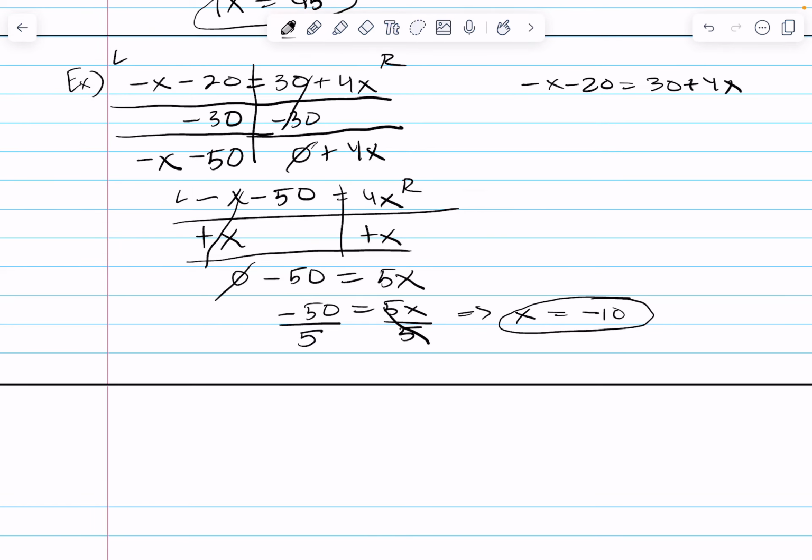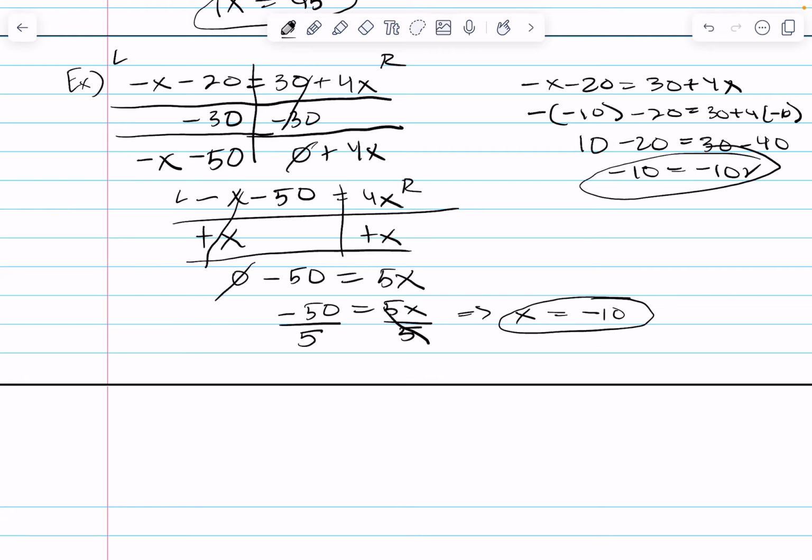So we have negative x, we'll make that negative 10. So we'll put in parentheses, negative 10 minus 20 equals 30 plus 4 times negative 10, because that's what the x is. And then we know a negative times a negative is positive, so this is going to be normal 10 minus 20 equals 30. 4 times 10 is 40. 4 times negative 10 is going to be negative 40. Negative 10 is equal to negative 10. That's how you know we got the right answer.